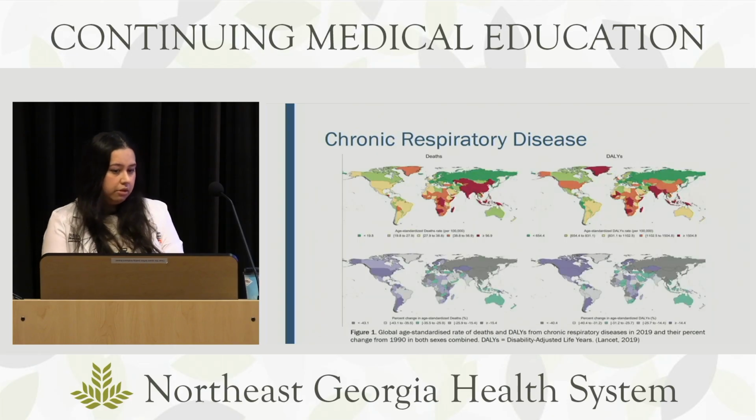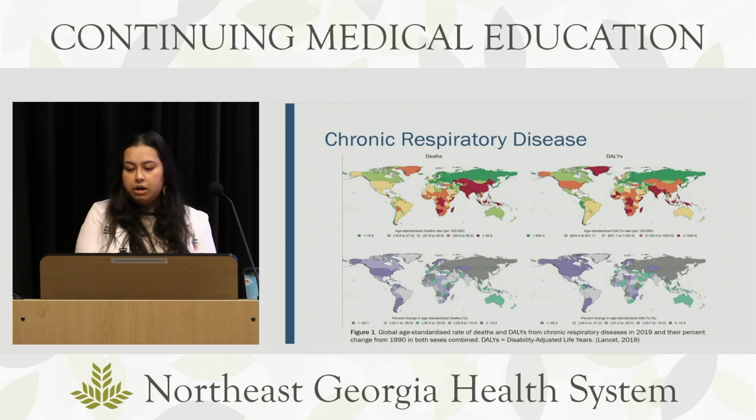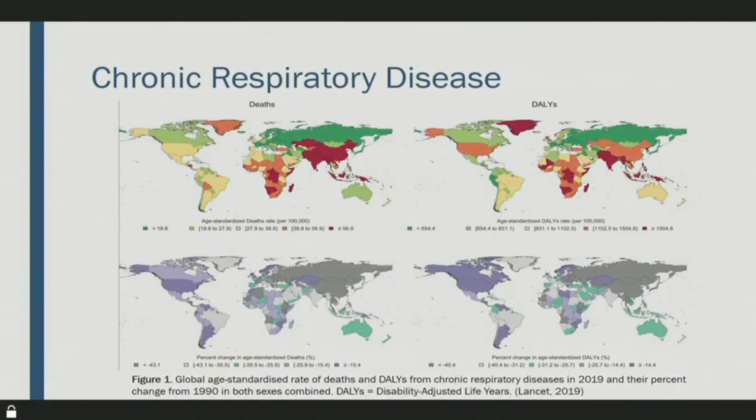Kind of quickly touching base on chronic respiratory diseases. It's the third leading cause of death, responsible for 4 million deaths, and 450 million people live with chronic lung disease of some sort. Looking at the data between the 1990s and 2019, the death rate has decreased and the DALYs have improved. There's still a significant burden of death worldwide. So improvements are needed for preventative, diagnostic, and treatment options.